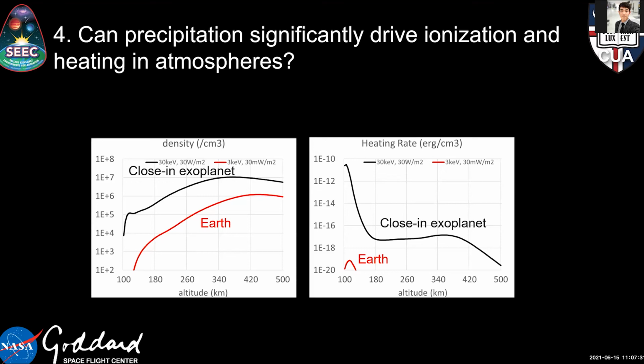So we compare this calculated density and heating rates with those in the Earth's atmosphere during a moderate storm. On the left, the density can be about 5 orders of magnitude higher than in the Earth atmosphere during a moderate storm. And the heating rate can be about 9 or 10 orders of magnitude higher. So this result implies that energetic electron precipitation can play a critical role in exoplanetary atmospheres and their evolution.